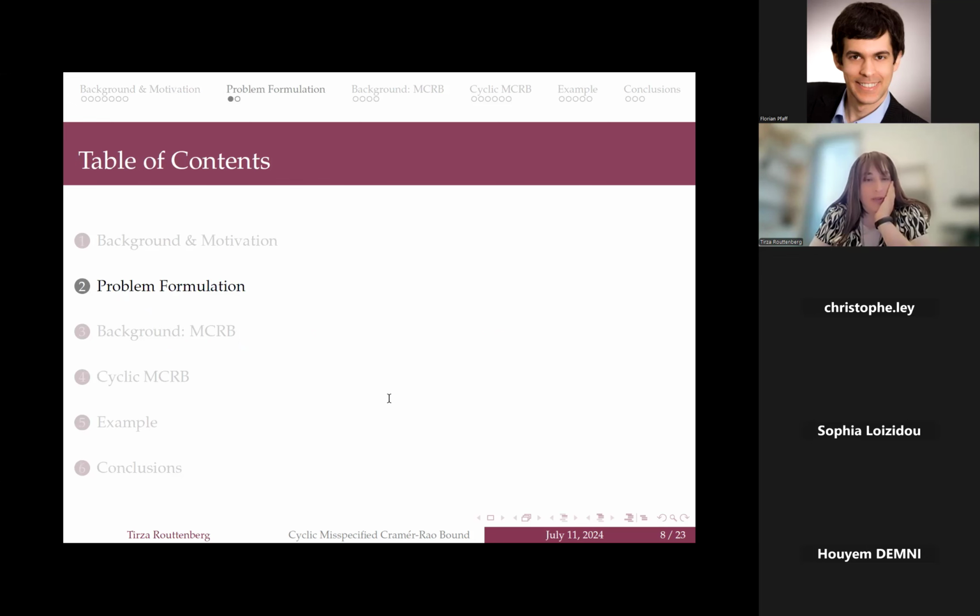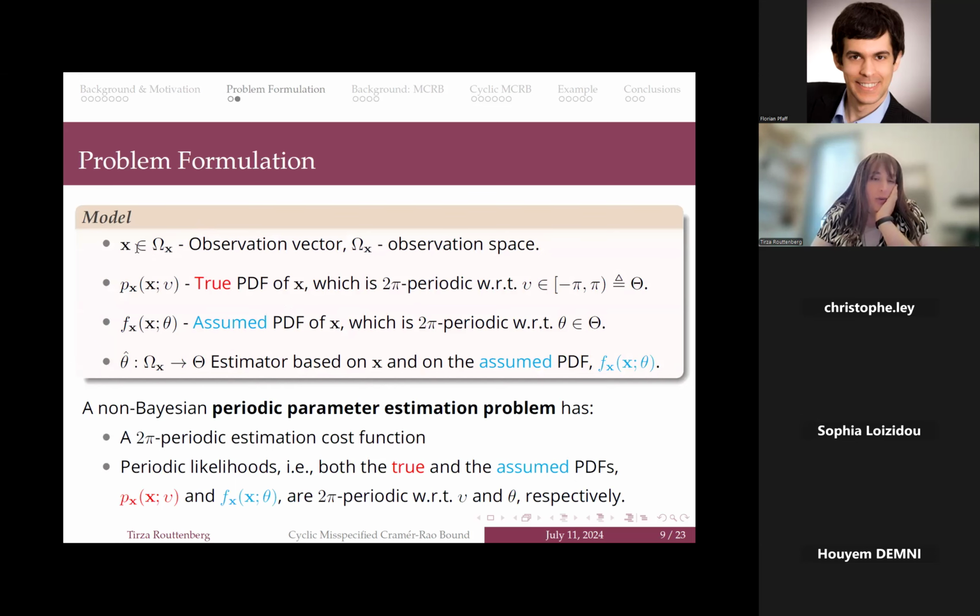Let's formulate it mathematically. In estimation theory, we usually have an observation vector x. It belongs to the observation space Ω_x. Here I have two probability density functions. P_x is the true PDF, and from now on I'm going to represent all the things that belong to the true one with the red color, for simplicity. My assumed probability density function is f. So in general, P and f are different. I have the true PDF, the ground truth, which is governed by nature, and I have the assumed PDF, which is what I choose to use. And I'm designing my estimator based on this assumed PDF.